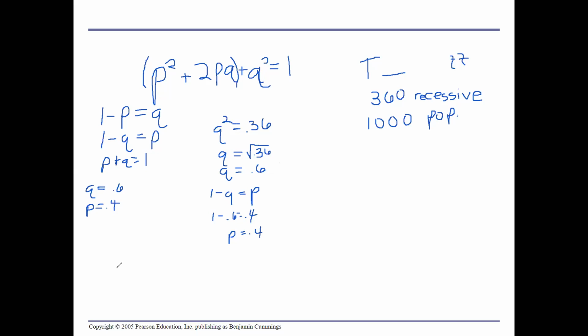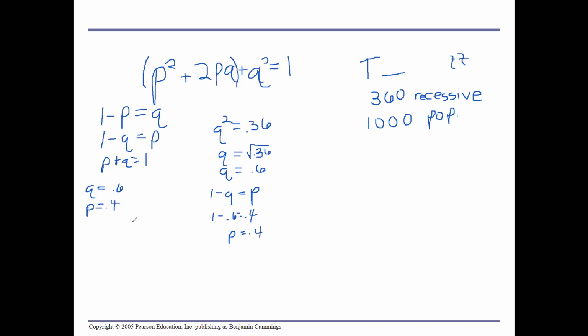Anyway, you get to read that and work that out. But that's it. There's going to be some that have the recessive trait. You find out the number of triples that are recessive and divide by your population total, and you're going to get your Q.